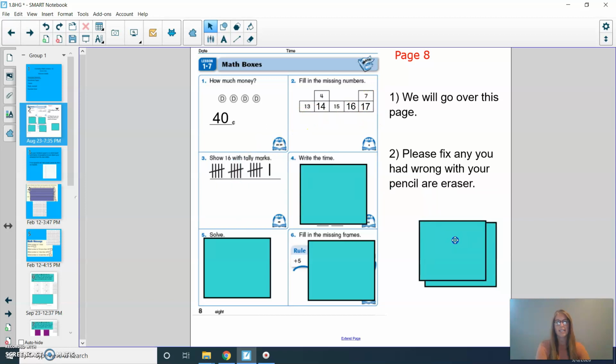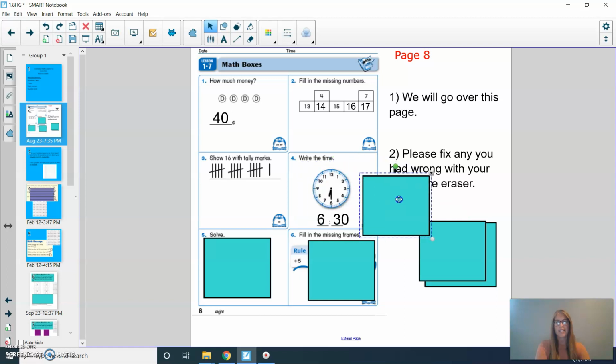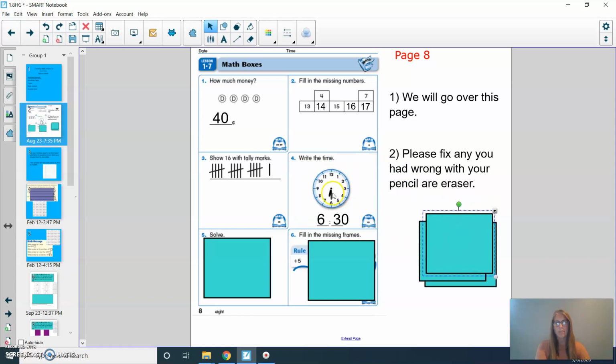For number 3, I can show 16 tally marks with 3 groups of 5: 5, 10, 15, and then 1 tally on its own, showing 16. For question number 4, write the time. I can see that my hour hand is in between the 6 and the 7, and my minute hand is right there on the 6, showing 6:30.